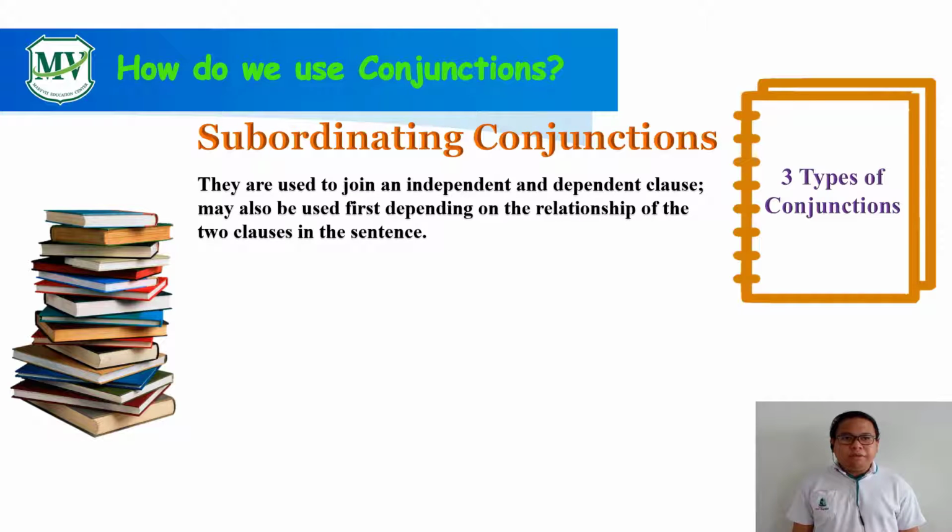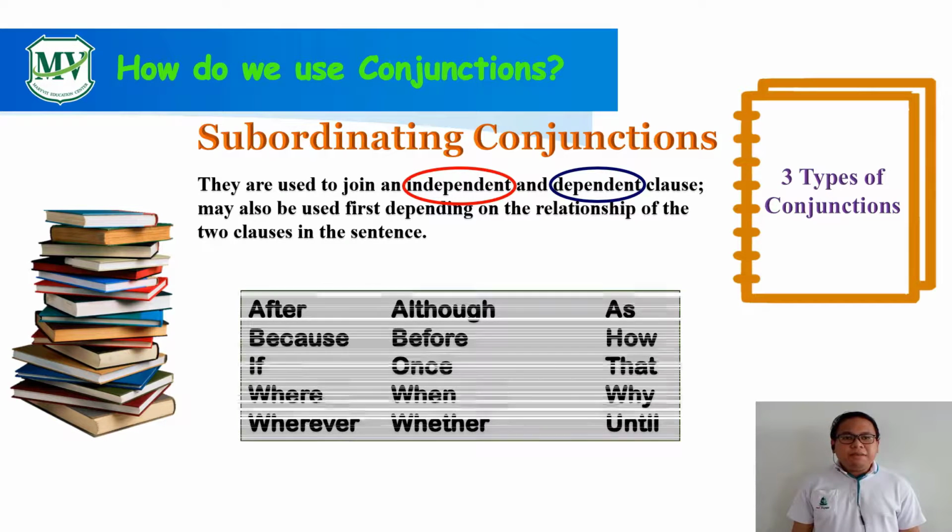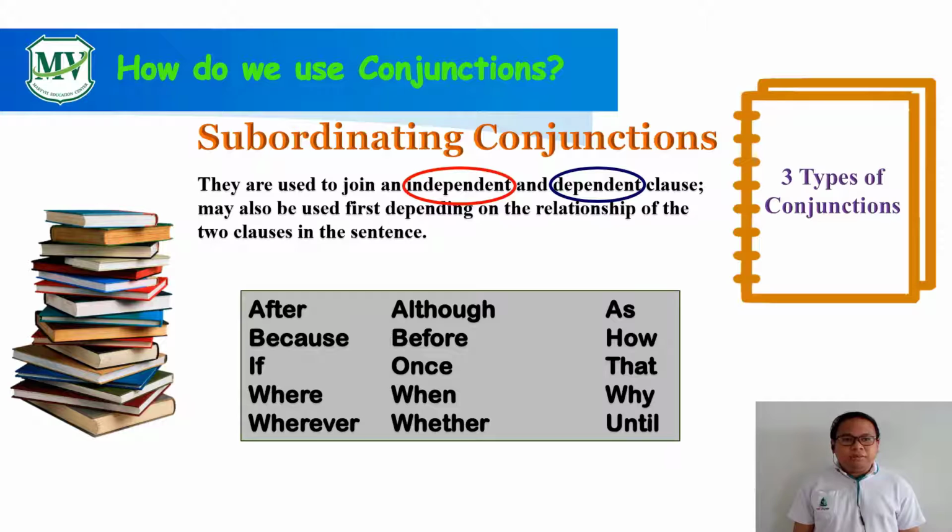Subordinating conjunctions are used to join independent and dependent clauses. By the way, the former is a group of words that has a complete thought or idea and can stand on its own. While on the other hand, the latter is a group of words that cannot stand on its own and needs the independent clause to complete its idea. Now, we can make use of these sample conjunctions to join them together. Did you get that? Awesome. Let's now proceed to the last one.